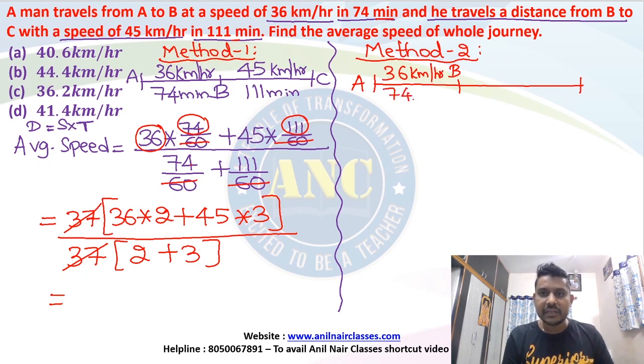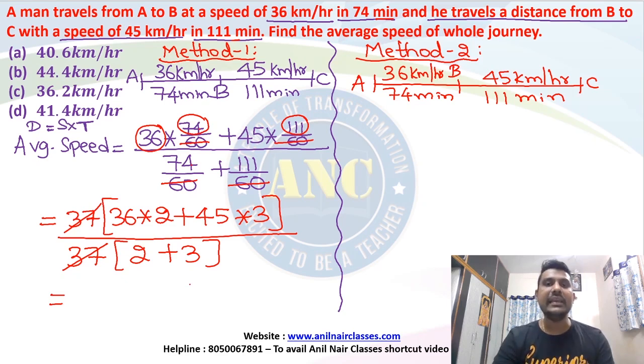Time taken is 74 minutes. From B to C, he is traveling at a speed of 45 kilometers per hour. Time taken is 111 minutes. Now, I know that whether it is minutes or hours, it really does not make any difference, which I proved in method 1 also.